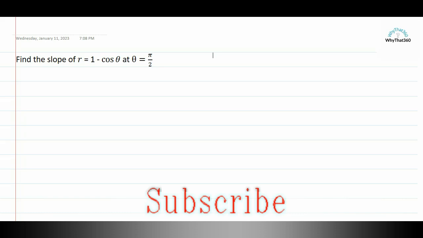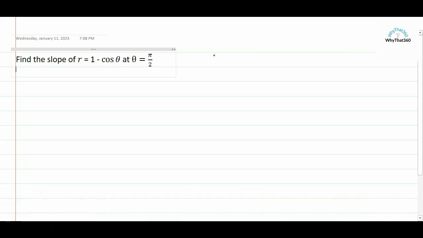Today we are going to look at how to find the slope of this polar curve, which is of the equation r is equal to 1 minus cos theta.